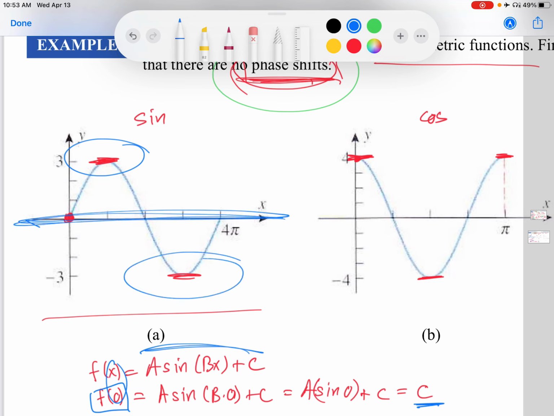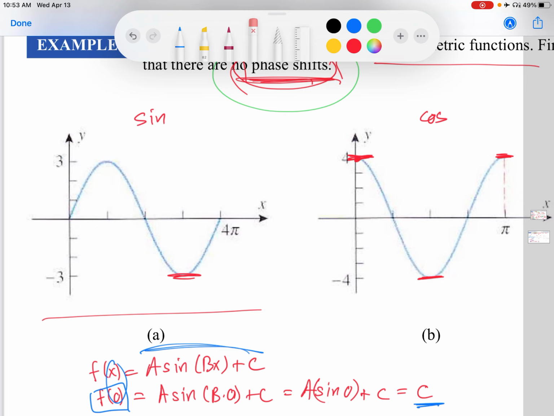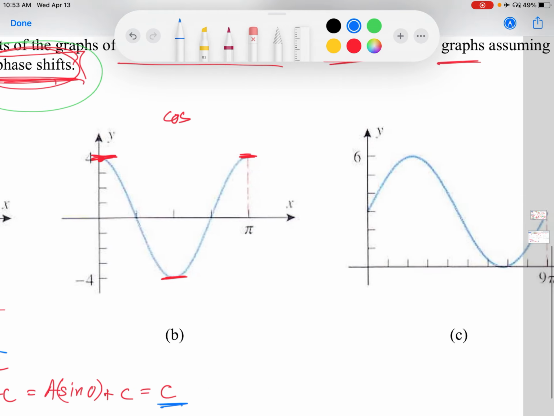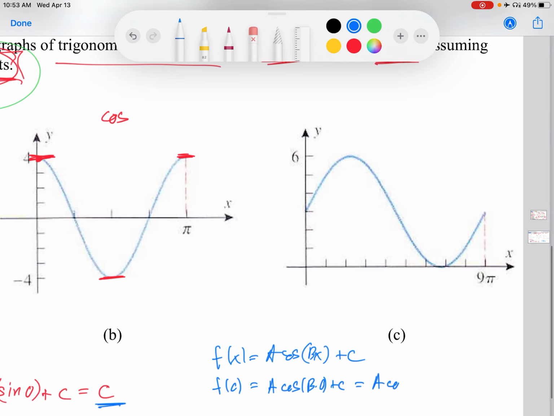And then here's the minimum below the midline. So this is, again, a sine graph. Cosine is different. So if we play the same game here, if we say f of x equals a cosine of bx plus c, and I look at f of 0, that's a cosine of b times 0 plus c. That leaves me with a cosine of 0 plus c. Now cosine of 0 is 1, so that's a plus c.